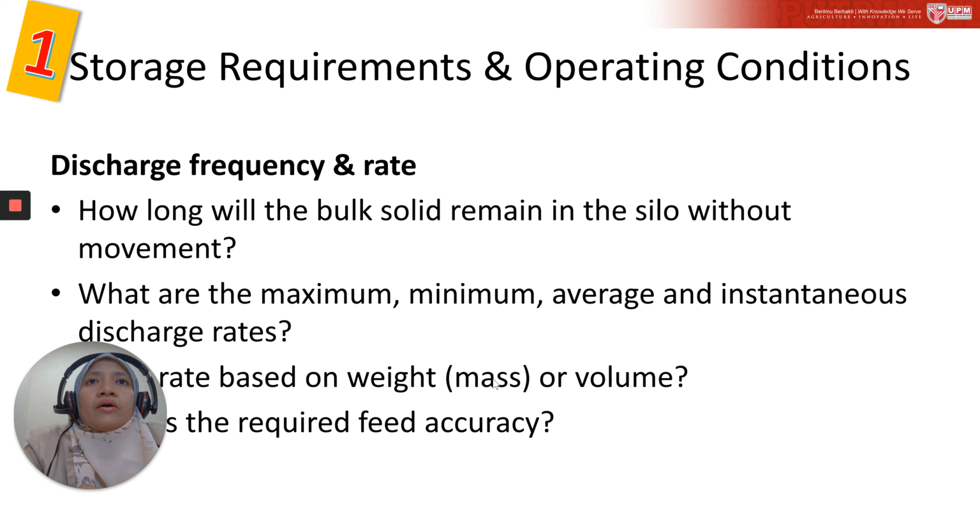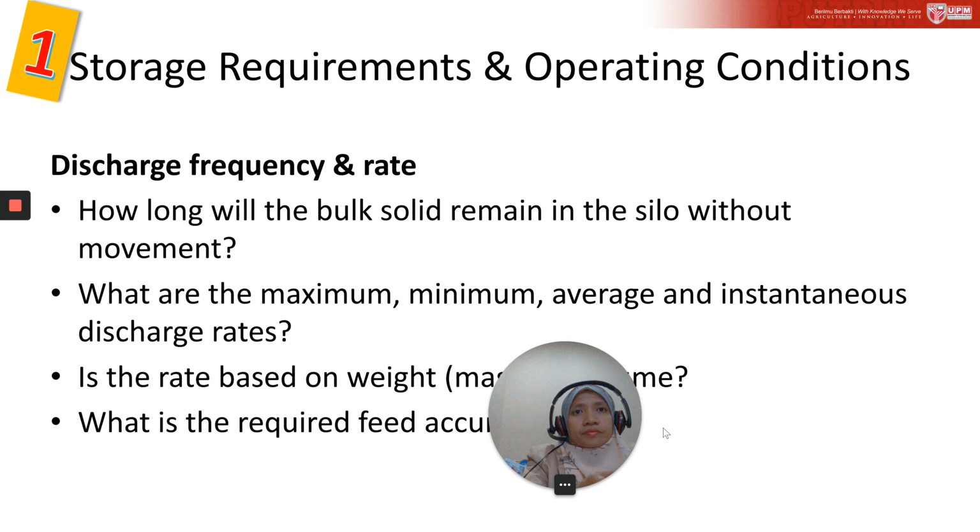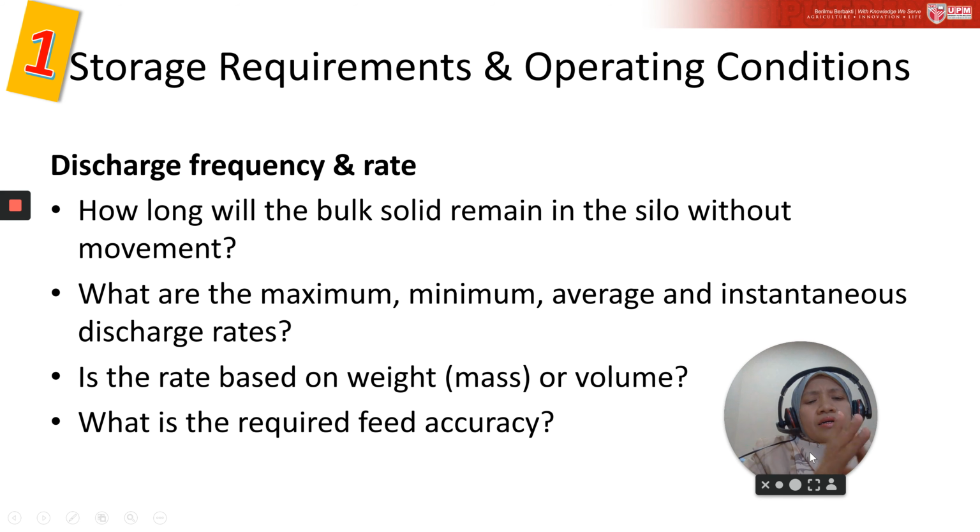The next thing to review is the discharge frequency and rate. How long will the bulk solid remain in the silo without movement? Another thing to think about is what the maximum and minimum, average and instantaneous discharge rates are. Next, what unit are we using, mass or volume, and what is the required feed accuracy?